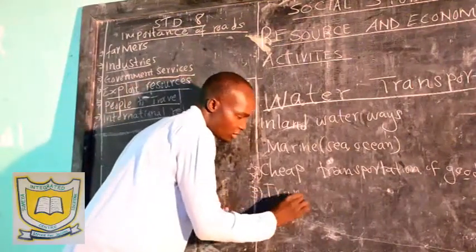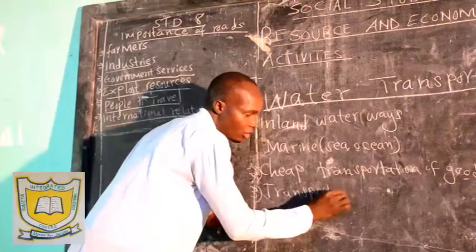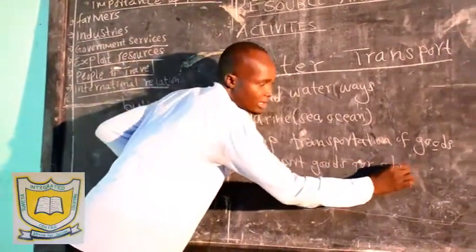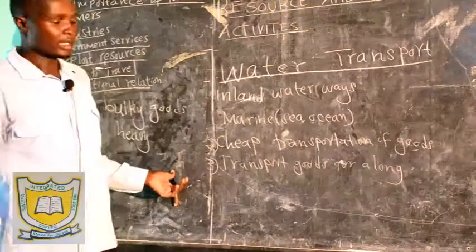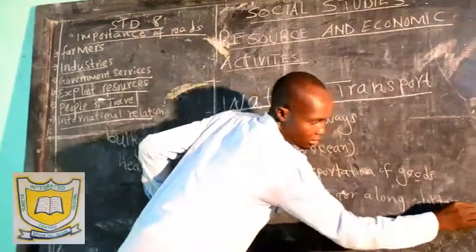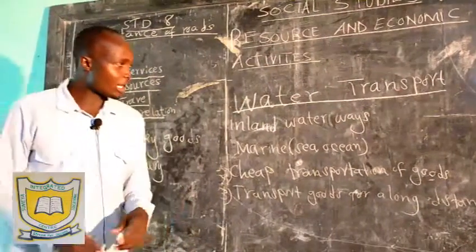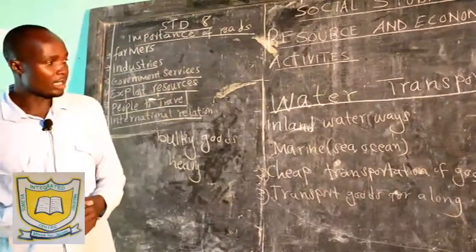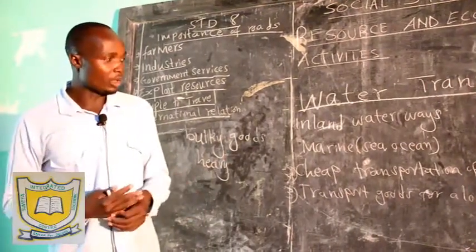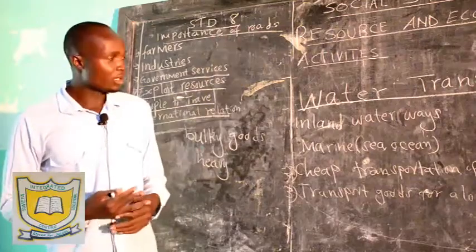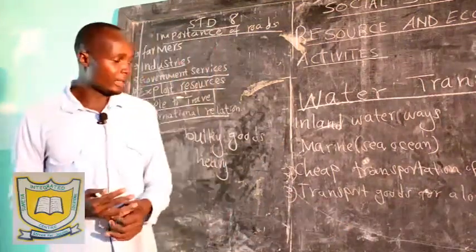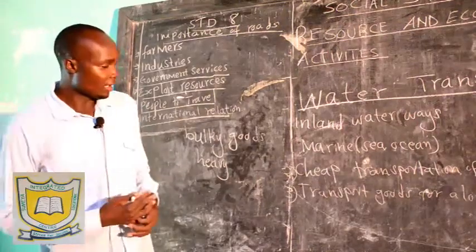Then also number 2, it transports goods for a long distance. Like railway, water also transports goods for a long distance. For example, talk about the Indian Ocean where things can be transported all the way from Asian countries, then European countries, all the way to the coast of Kenya and Eastern Africa as a whole.